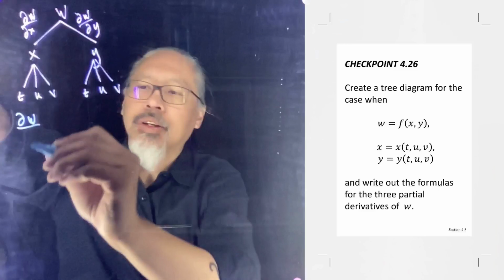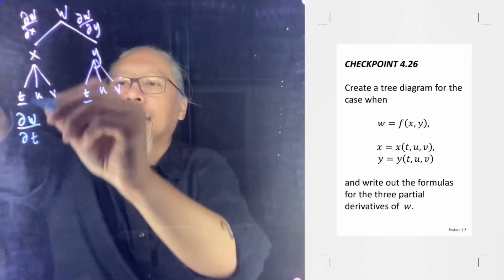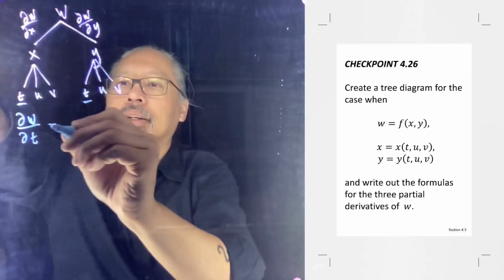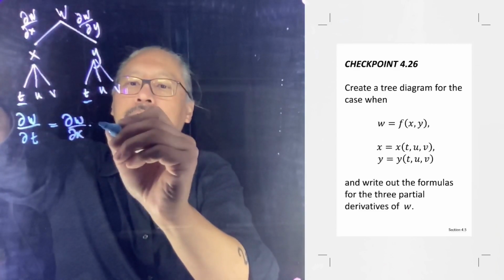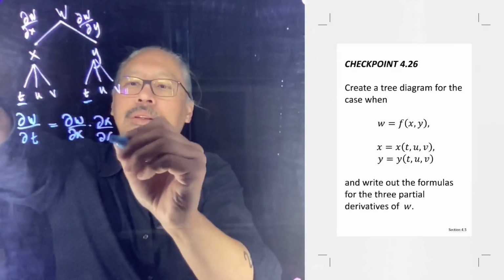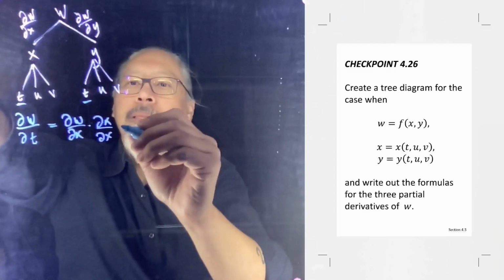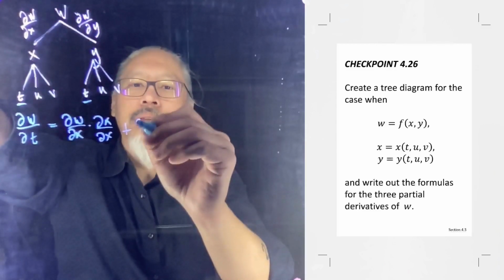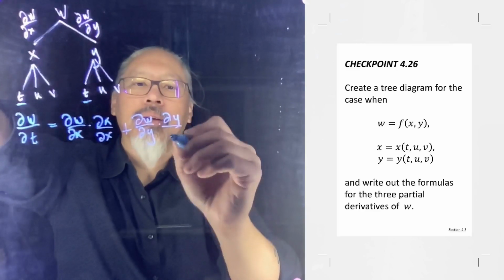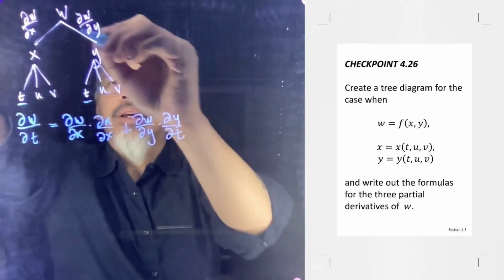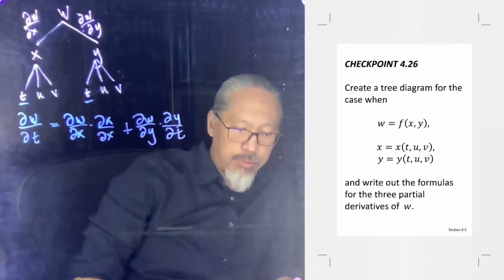Alright, so for the first expression that we're going to look for, we want the partial of w with respect to t. And so let's figure out all the different ways to get to the t variable at the end. That would be the partial of w with respect to x times the partial of x with respect to t. That'll get us down to this t. And then there's one more t, so we'll have the partial of w with respect to y times the partial of y with respect to t. And that'll get us down to this edge. Okay, that is our first one.